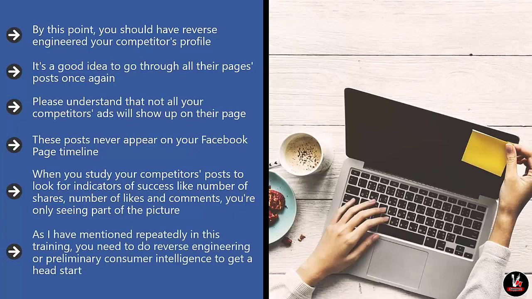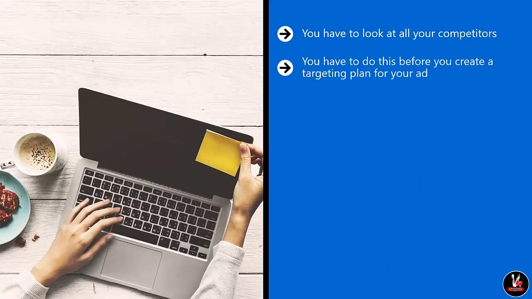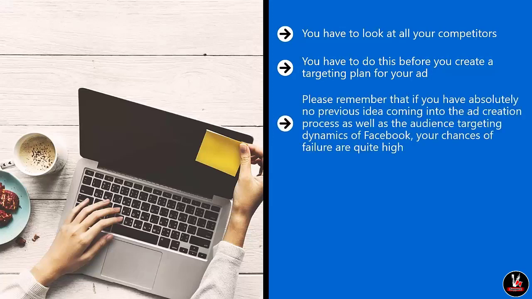As I have mentioned repeatedly in this training, you need to do reverse engineering or preliminary consumer intelligence to get a head start. Just because you did it once, it doesn't mean that you should stop there. You have to look at all your competitors. Get a general idea of what works and what doesn't work. You have to do this before you create a targeting plan for your ad. Otherwise, you shouldn't be surprised if your ad doesn't do all that well. Please remember that if you have absolutely no previous idea coming into the ad creation process, as well as the audience targeting dynamics of Facebook, your chances of failure are quite high. So a little bit of advanced preparation could go a long way.